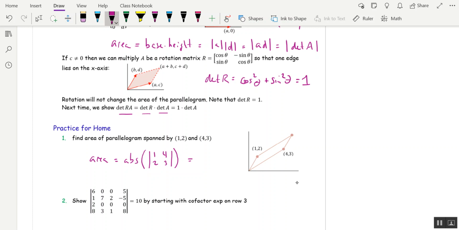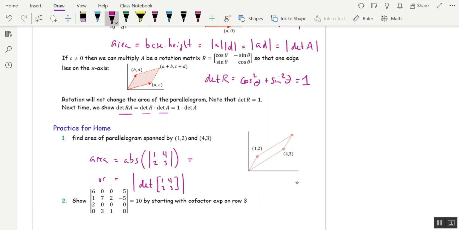Another way to write this so that you avoid double bars, you could write it's the absolute value of the determinant of the matrix 1, 2, 4, 3. Okay, so now I'm writing determinant as DET, determinant of this matrix, then take the absolute value, or I can write absolute value of the determinant of that matrix. They mean the same thing, but I'm just avoiding double bars.